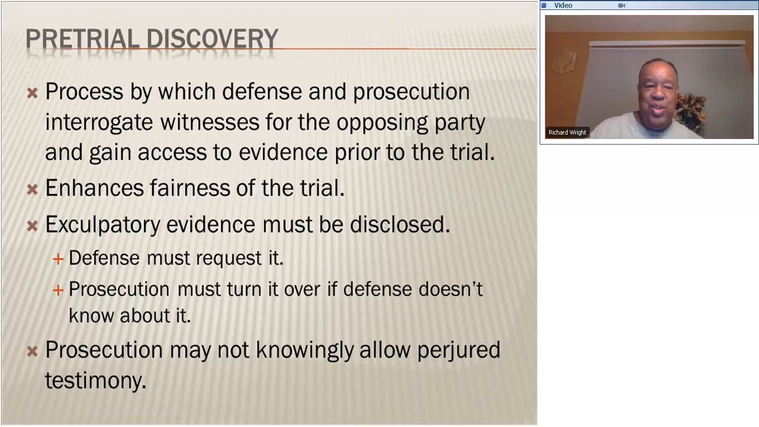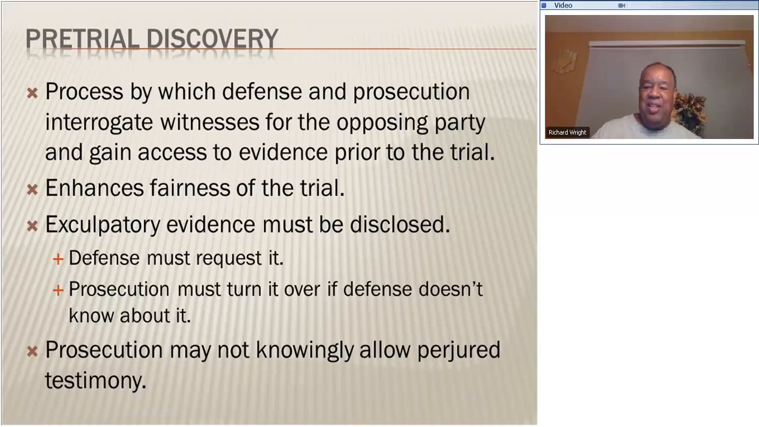Now, we get to pretrial discovery. I talked about this already, and I'm not going to spend a lot of time, but this goes to the motion that we file. What it does is allow the defense and prosecution to interrogate each other's witnesses and gain access to evidence prior to trial. As I said, there is a pretrial motion for discovery or disclosure filed, and it enhances the fairness of the trial. And as I said, exculpatory evidence must be disclosed. But it says the defense must request it.